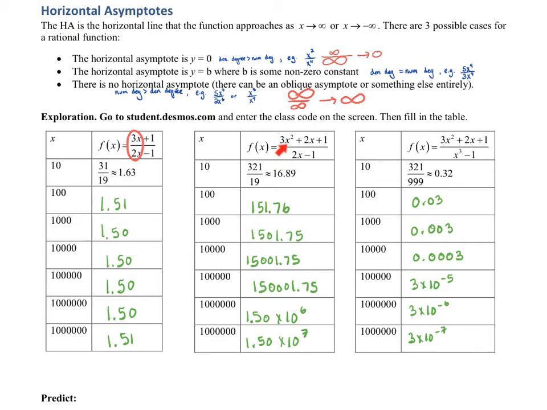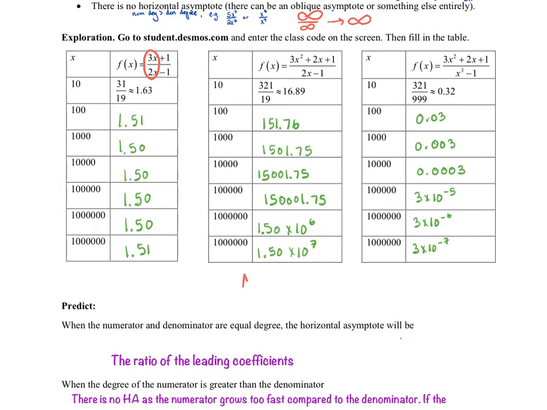The numerator grows much faster than the denominator, so as I'm plugging in bigger and bigger values of x, this ratio just keeps going up and up and up. It's not settling on a single number. In fact, each time it's going 1.5 times 10 to the 6th, and then 1.5 times 10 to the 7th, it's going higher and higher. So this one has no horizontal asymptote. So no HA, versus this one, the HA was 3/2.